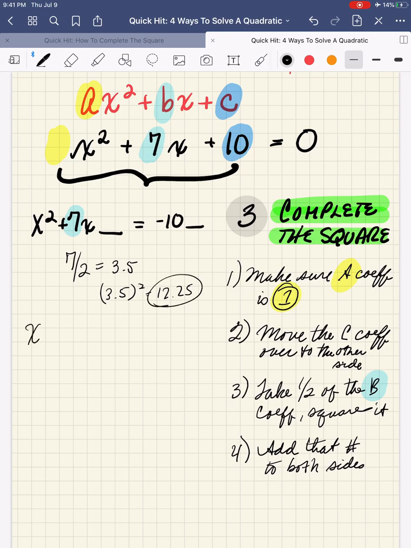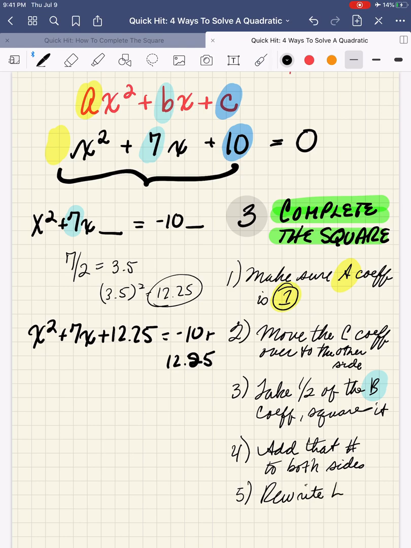So that's going to be x squared plus 7x plus 12.25 equals negative 10 plus 12.25. My fifth step is to rewrite the left side of the equation as a perfect square.